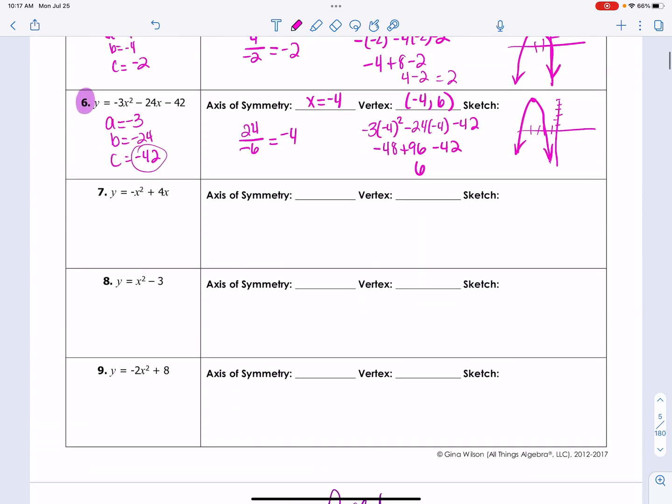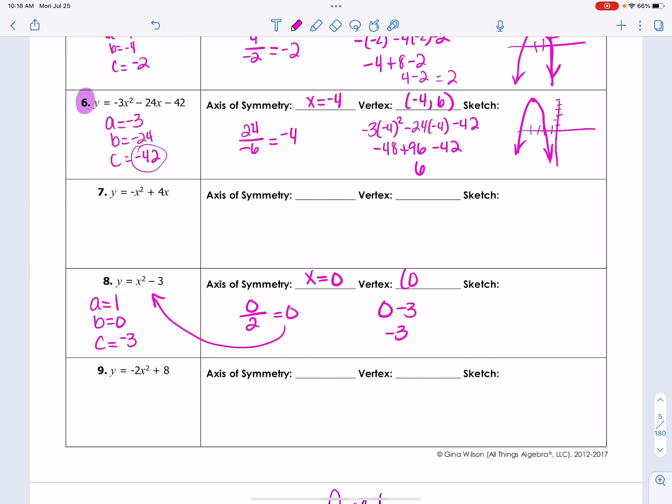Okay, I want to take a look at number 8 quick. On number 8, the A value is 1. The B value is 0. There's no x term. The C value is a negative 3. So you're doing a negative B over 2A, so your axis of symmetry is just 0. Then you're plugging that in there. 0 squared is 0, and 0 minus 3 is a negative 3. So your vertex is at 0, negative 3. So you're going over 0, down 3, and you're going up. Those get a little tricky when you're missing a value. On this one, you're just missing the constant, so that doesn't affect you on number 7.